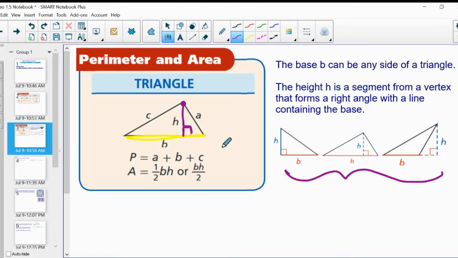Okay. So notice the bottom side is the base on all these triangles. The first one, the height is actually a side of the triangle. This middle one, you can draw the height in, kind of going in the middle there inside the triangle, and the one on the right, the height is on the outside. But either way, think of the height as the length from the top vertex straight down to the base.